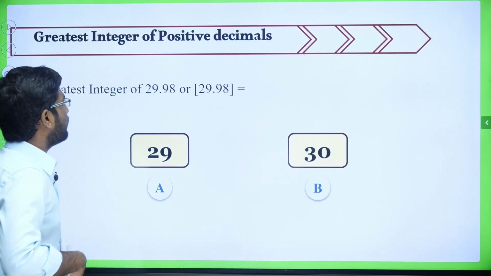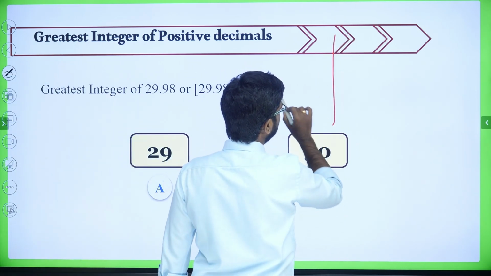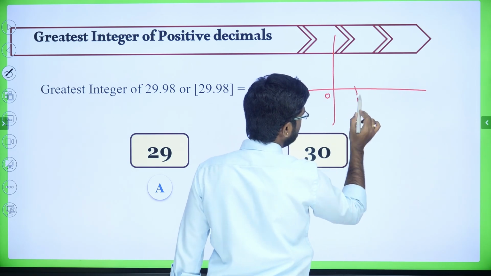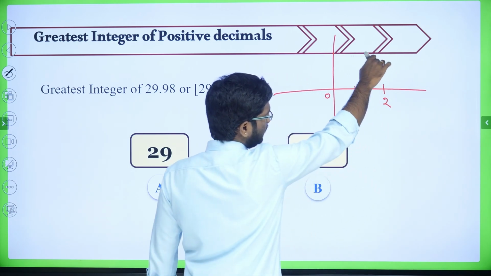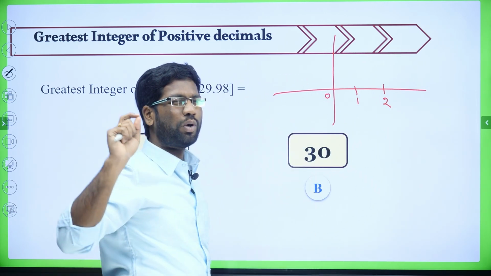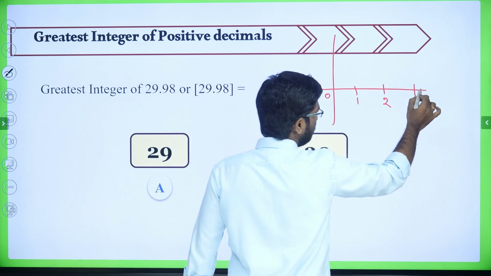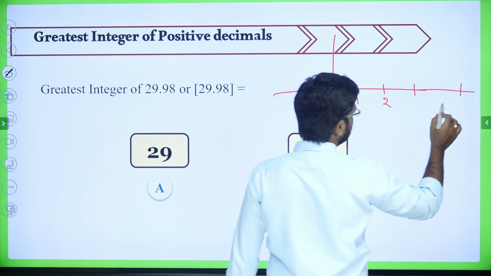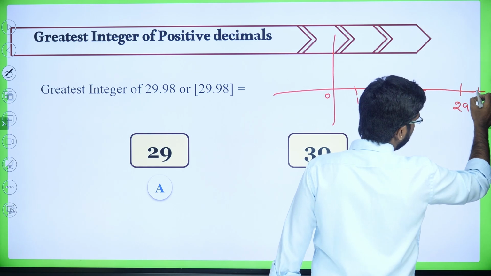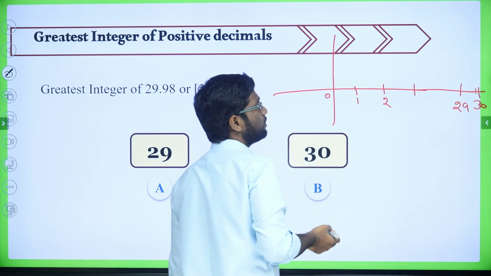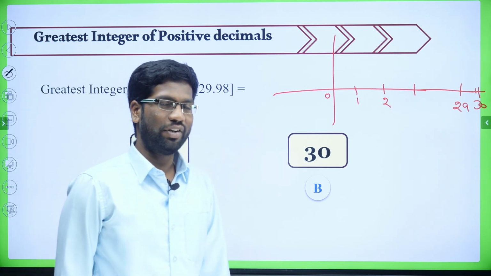So now tell me the answer for this question, my dear students, the positive decimals. As I said before, in the graph, from 0 till 0.9, it takes the value 0, as well as from 1 till 2, not 2, my dear students, 1.999, closer to 2, it takes the value 1. In the same way, here they have mentioned 29.98, which means here it comes. So what value does it take? Obviously, it will take 29. 29 is our answer, my dear students.